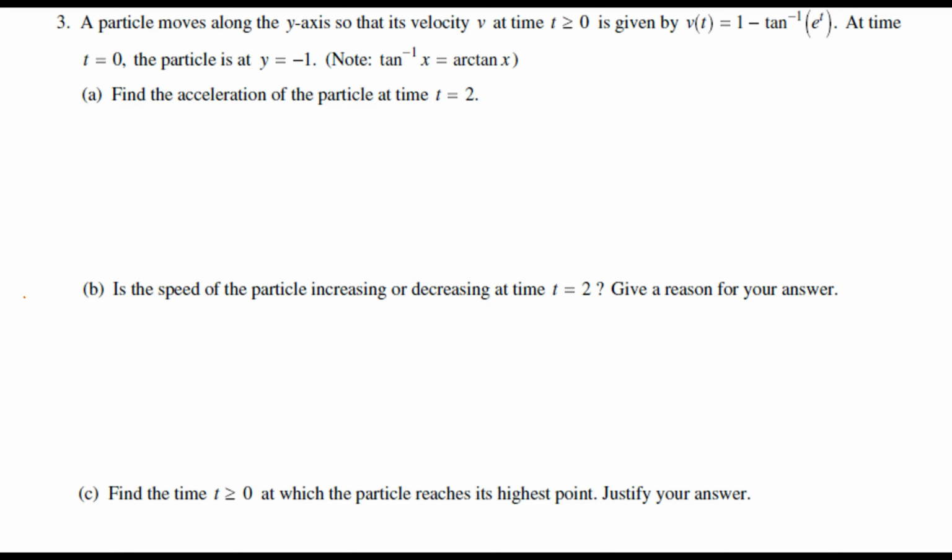Alright, number 3. So we're told that a particle is moving along the y-axis, so that its velocity is given by v of t equals 1 minus tan to the negative 1, or arctan of e to the t. At time 0, the particle is at negative 1. Find the acceleration of the particle at 2 seconds. So we know that acceleration at 2 seconds is equal to the derivative of the velocity at 2 seconds. That's a calculator question.